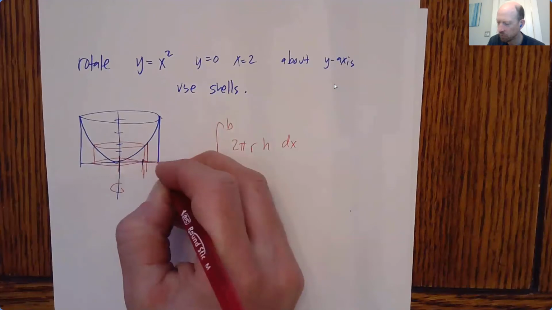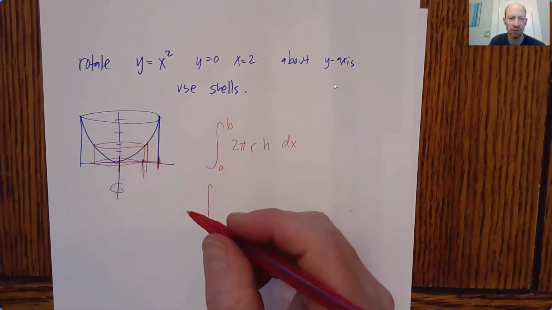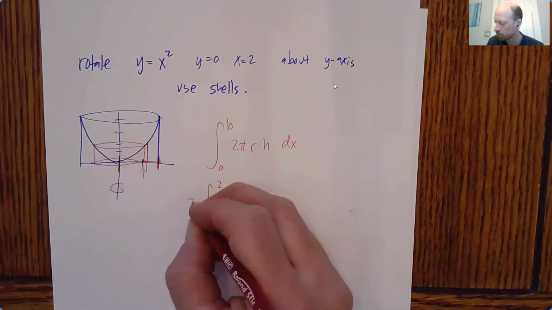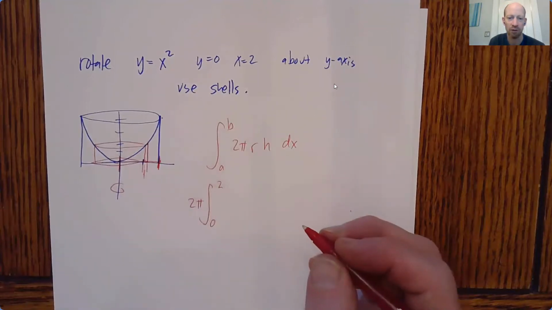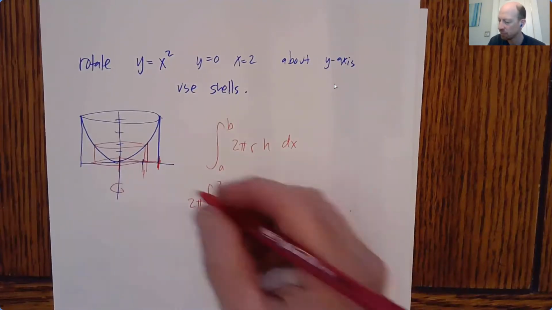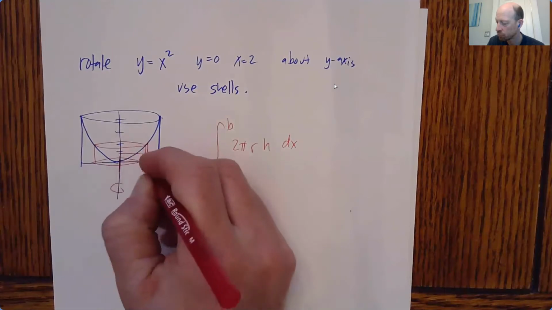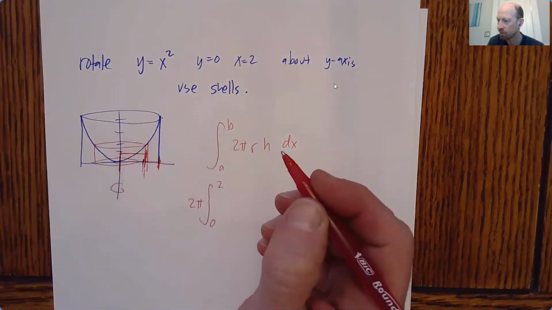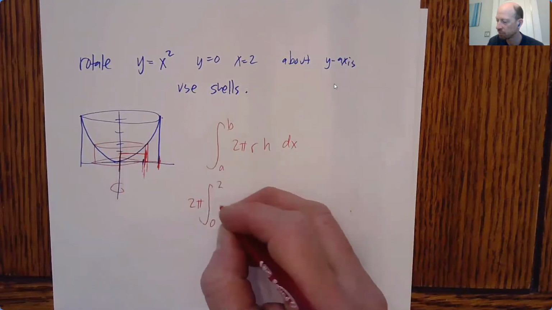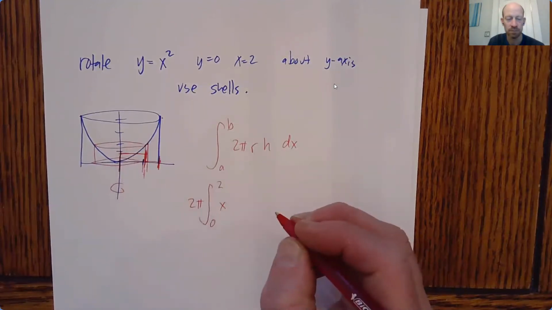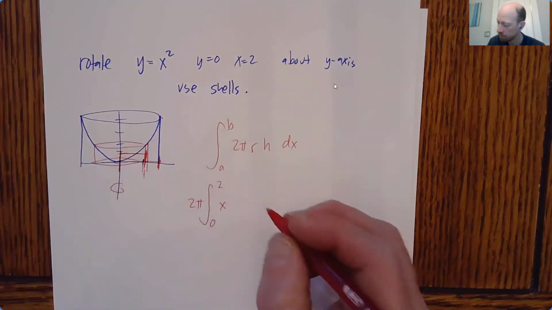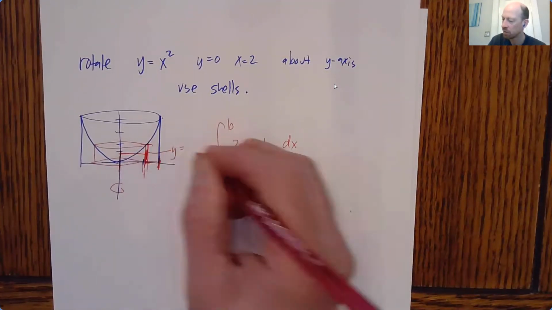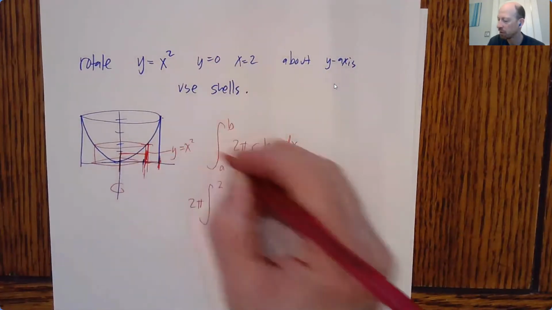You can start with the bounds if you want. The x values go from 0 to 2. Might as well pull the 2 pi out in front. And then I need the radius. Just like before, the radius here is x. And the height. There's a y value there, and the y value can be rewritten as x squared.